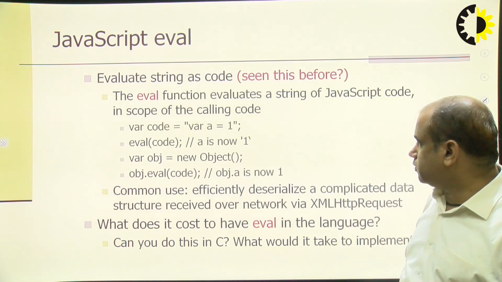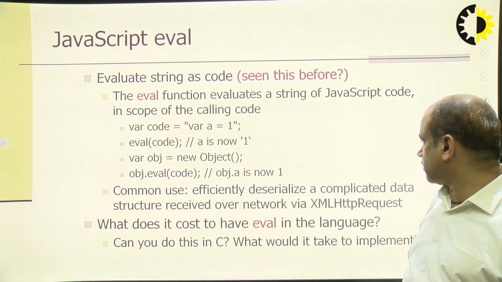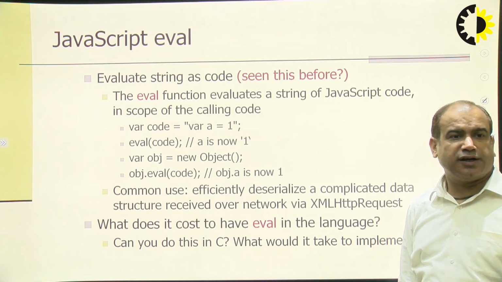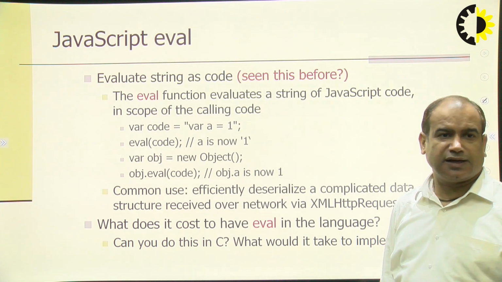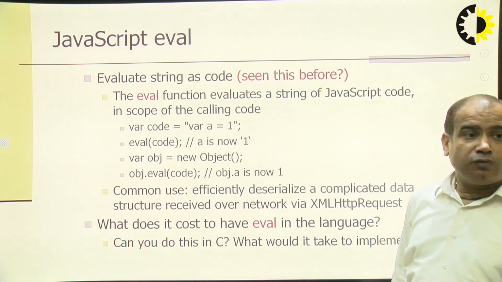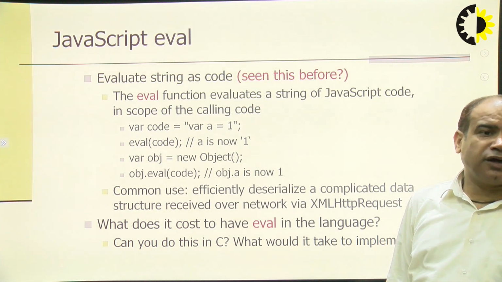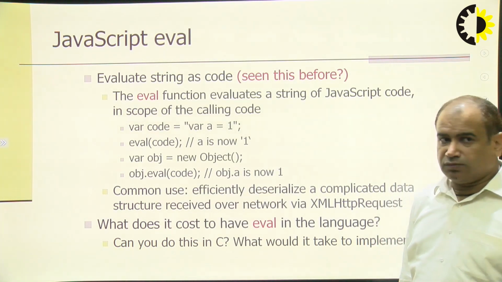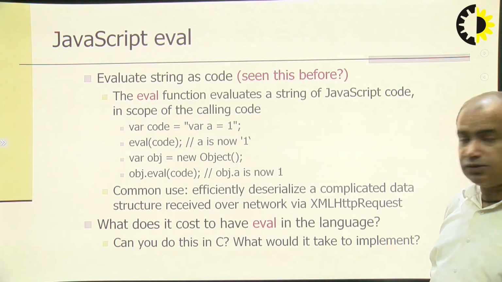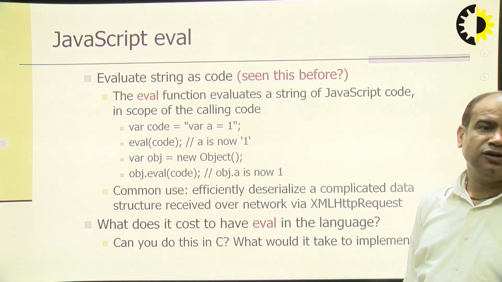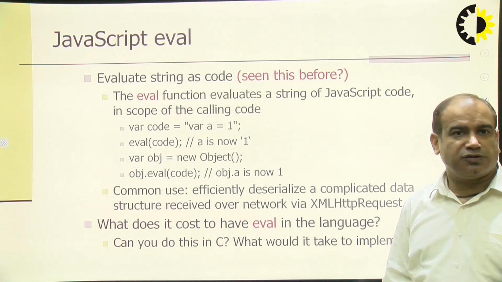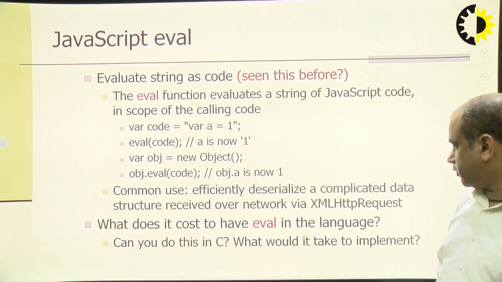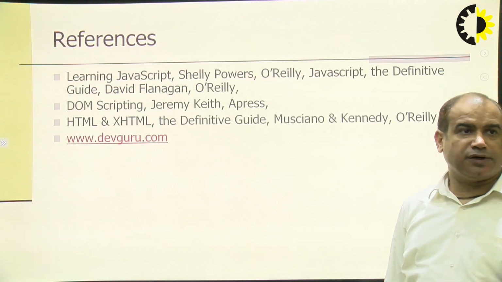It is commonly used to efficiently deserialize a complicated data structure received over the network via XMLHttpRequest. What does it cost to have eval in a language? Can you do it in C? Maybe you can't. Earlier you have not used this thing, so I expect you will do it in your text also. So what would it take to implement it?